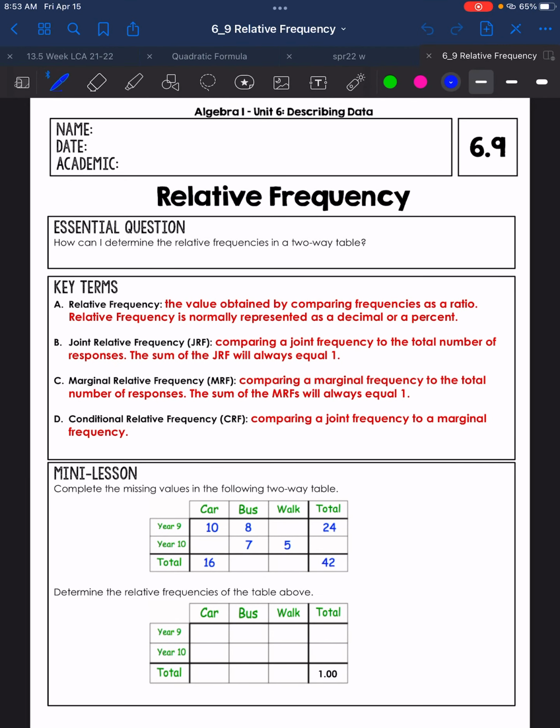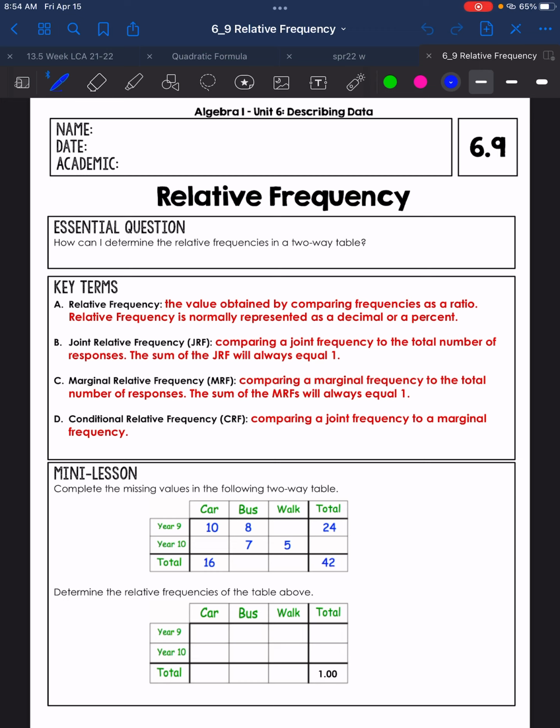Today we're going to be covering our 6.9 notes. So when you get a chance, go ahead and update your table of contents with 6.9 relative frequency. We're going to jump in with the essential question. It says, how can I determine the relative frequencies in a two-way table? By the end of today's lesson, you should be able to answer that question.